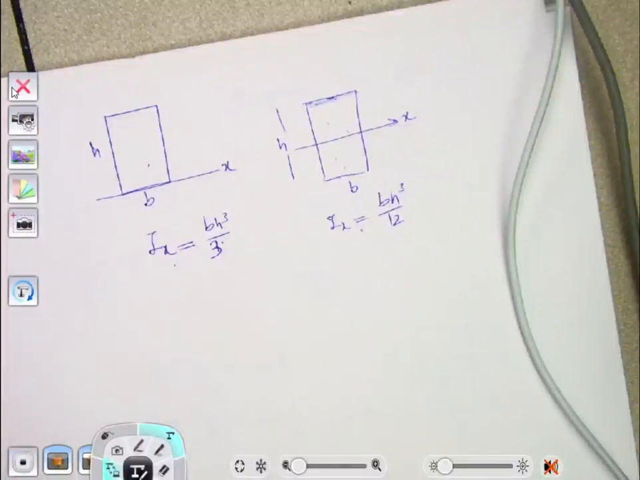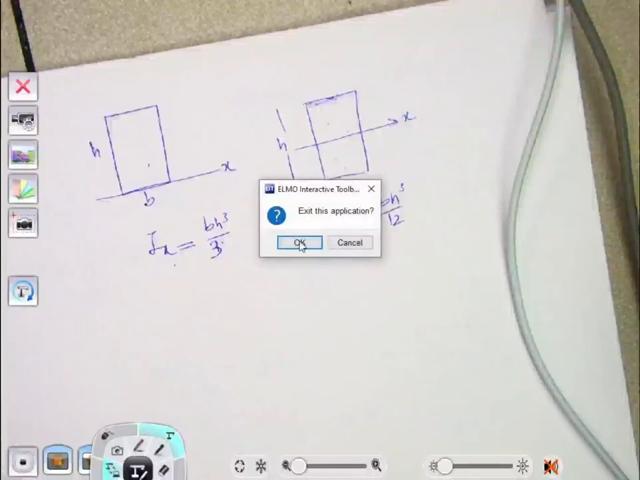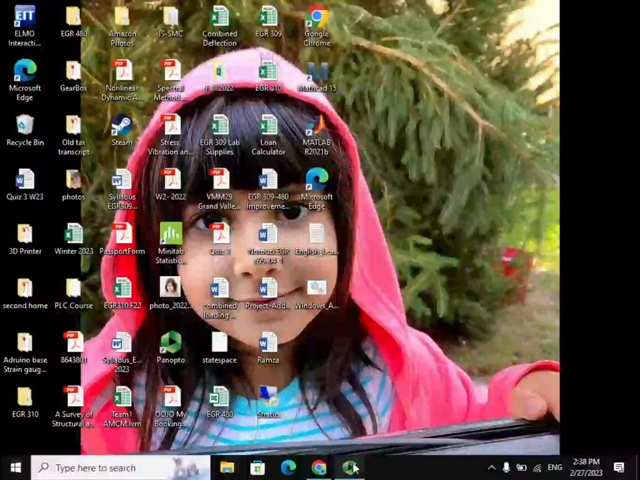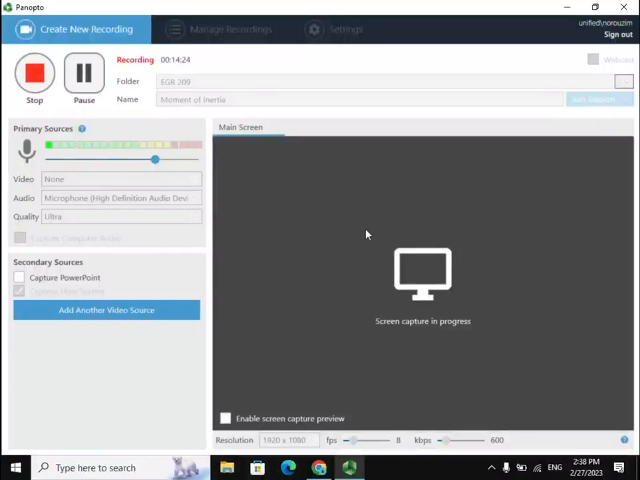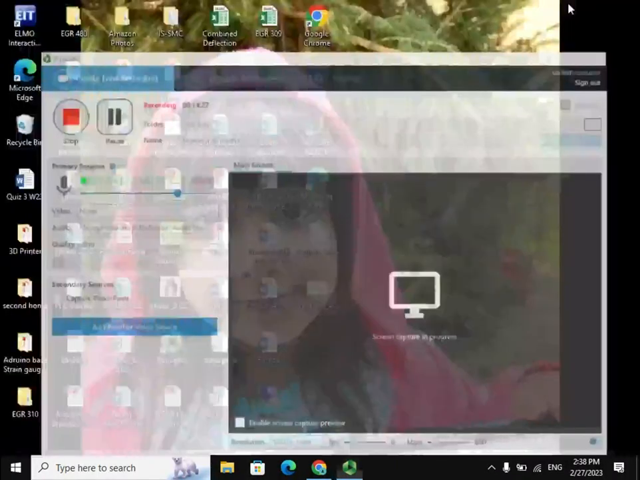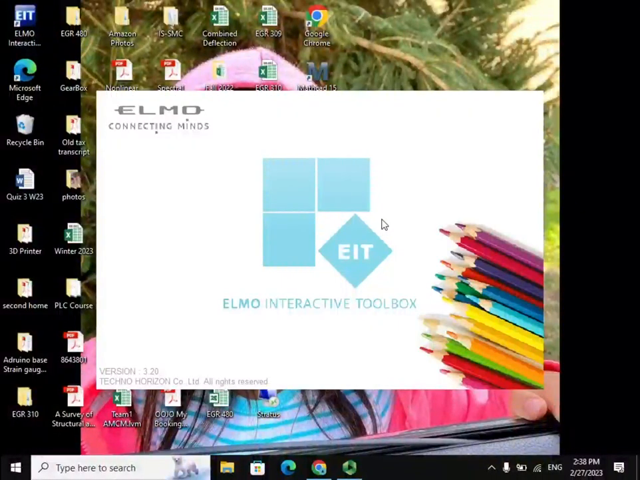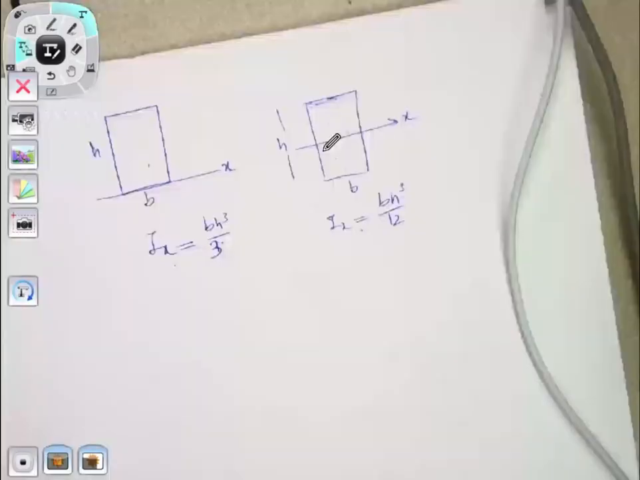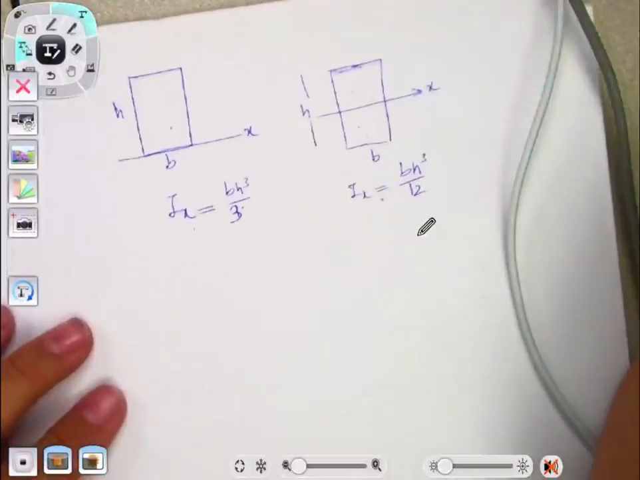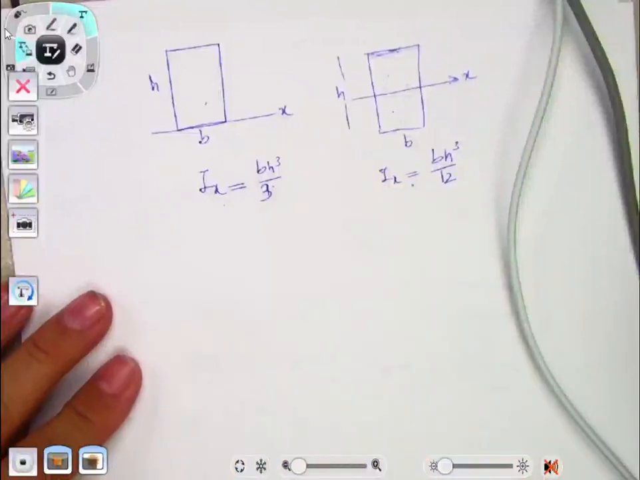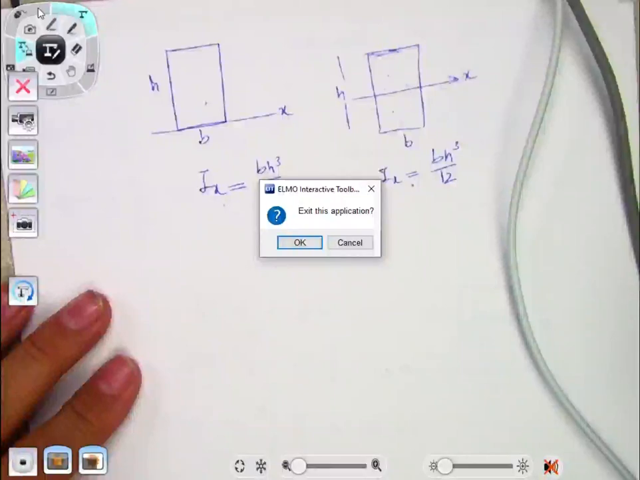Alright, so just hold on, let me check everything, make sure that everything is being recorded. Alright, so let me open it up. So far I defined moment of inertia. So let me grab this guy, bring it down.